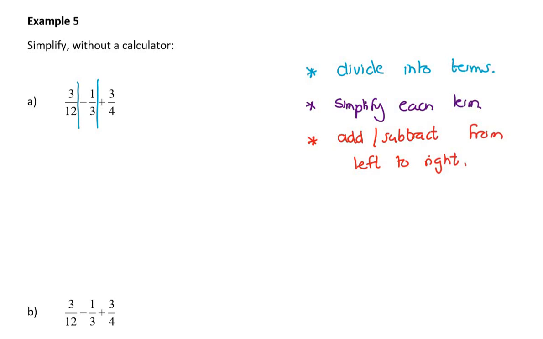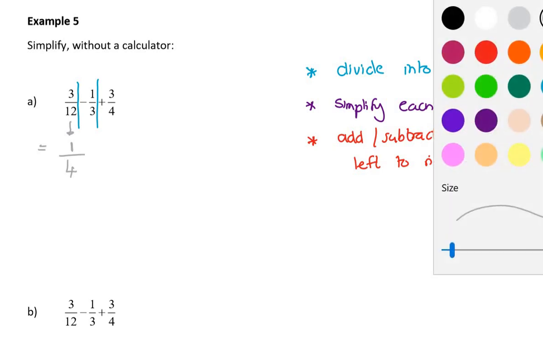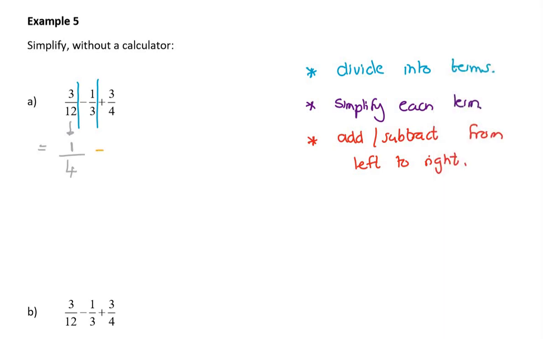Right, first thing, can I simplify any of the terms here? Well, this first term, interestingly, actually can be simplified. I don't have to simplify it, but I can, because 3 divided by 12, well, 3 goes into itself once, and 3 goes into 12 4 times. So if you wanted to simplify that, you can. My second term is 1/3, there's nothing to do there. And my third term is plus 3/4. Okay, now I've simplified each term.